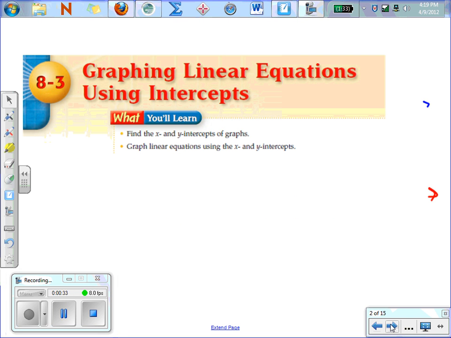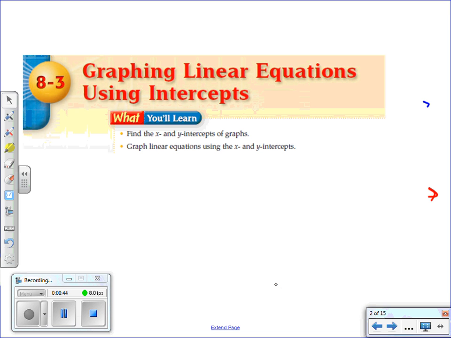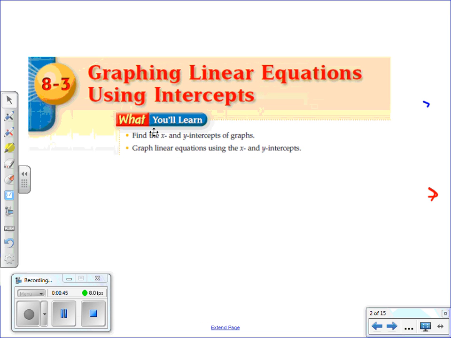Graphing linear equations using an intercept. Today we're going to learn how to find the x-intercept and the y-intercept. And we're also going to learn how to graph linear equations using these two intercepts. So let's see how this is going to work.